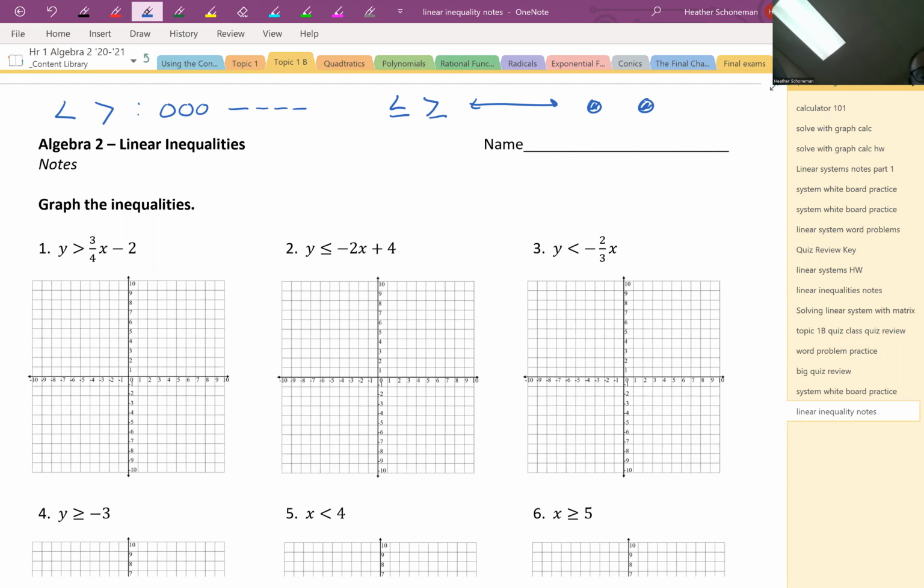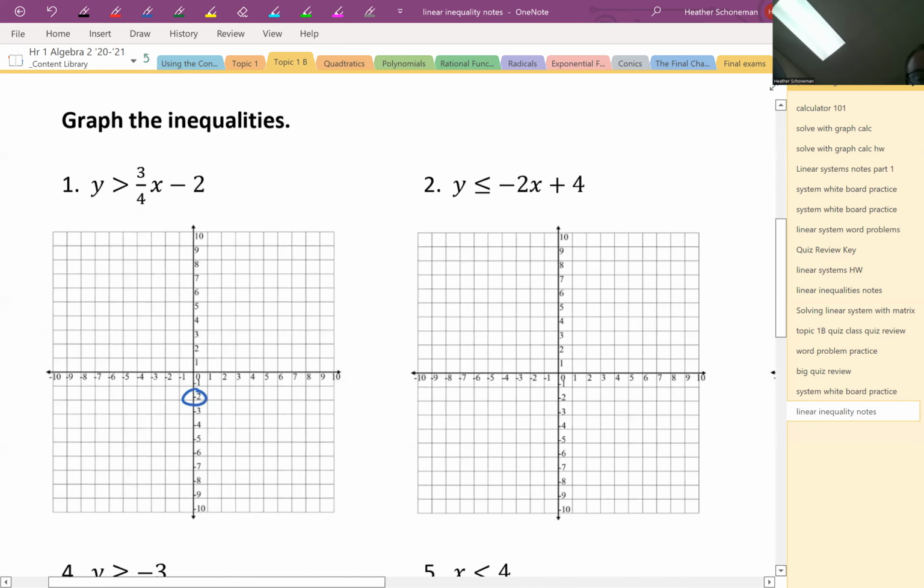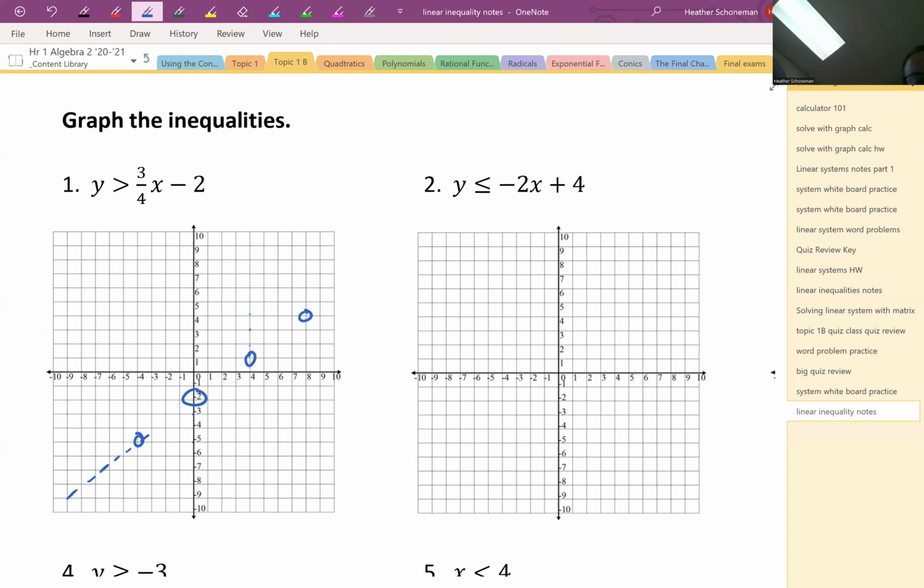So on the first one, it's a greater than, so I know it's going to have open circles. And when I go to graph, because it's in slope-intercept form, I'm going to start with the y-intercept, which is at -2. And now I'm going to use my slope to find more points. So I'm going to go up 3 and right 4. And then I can go up 3 again and right 4. Or I could always go down 3 and left 4. That would work as well. But when I'm done, I'm going to connect them with a dashed line.